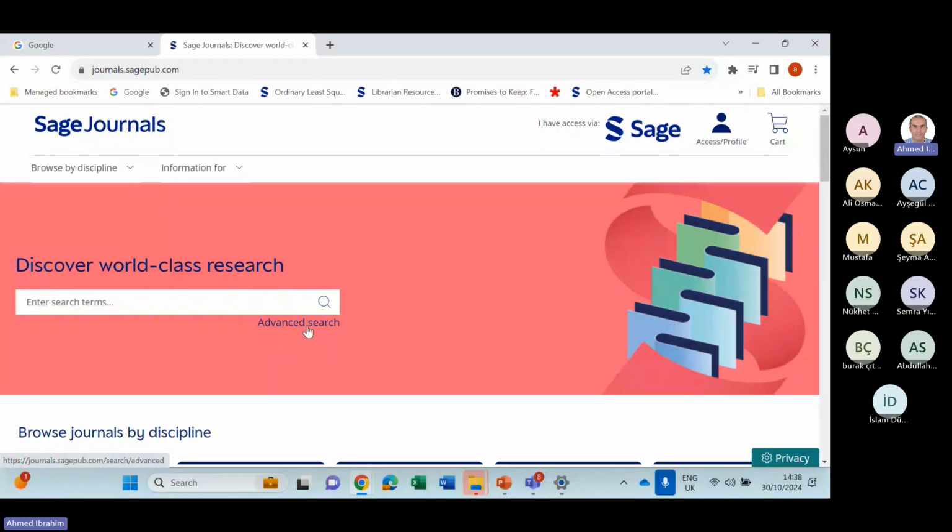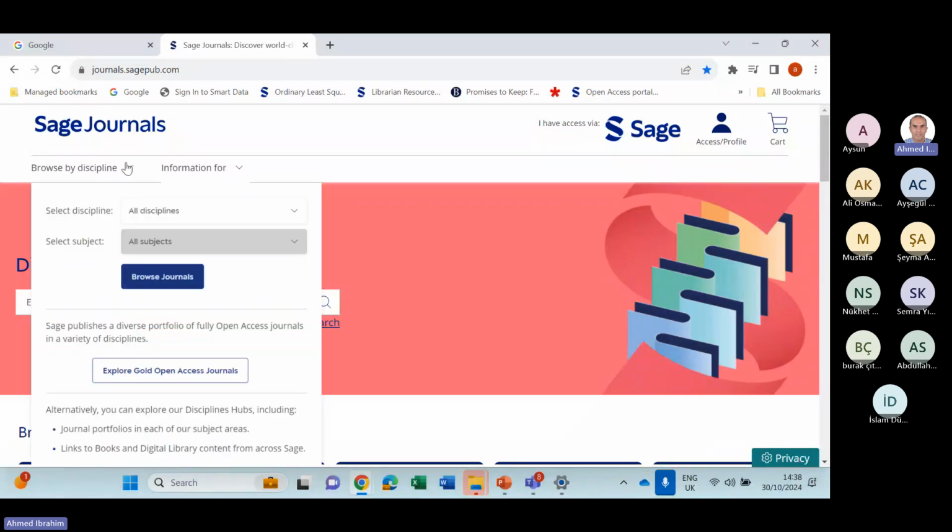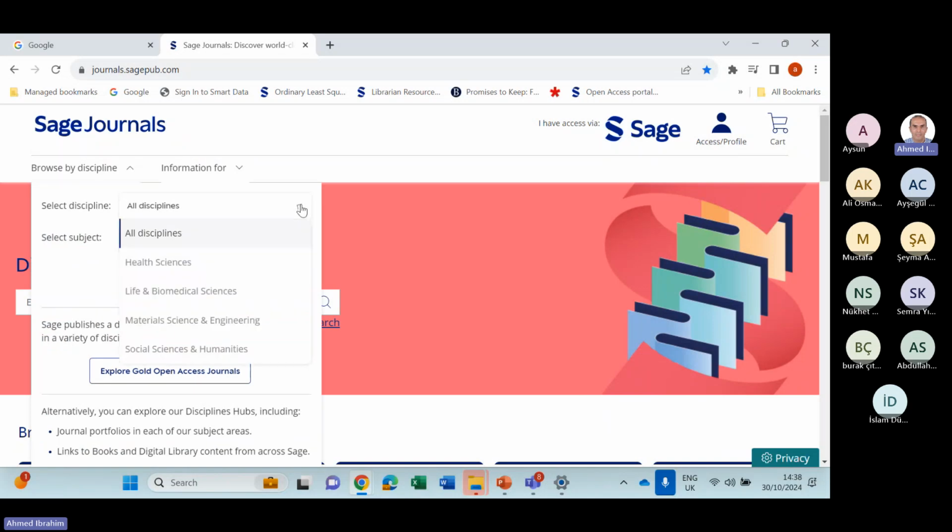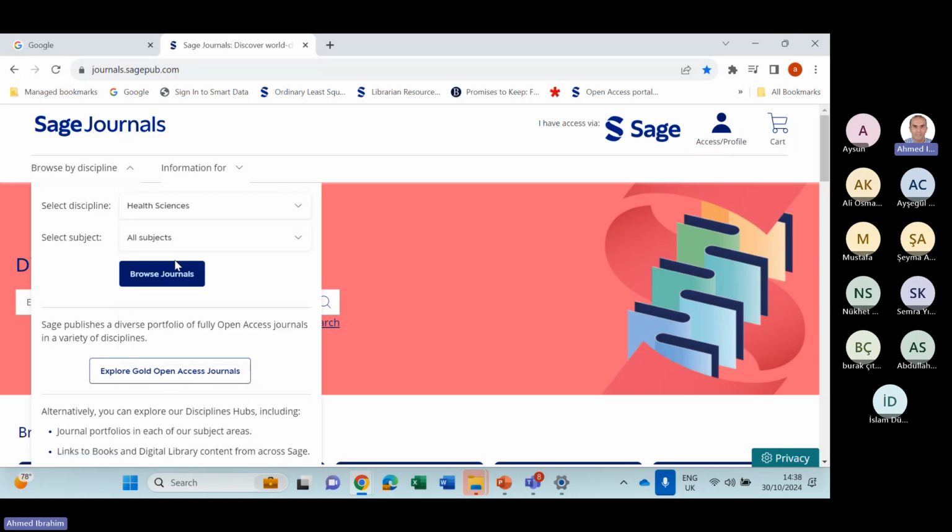And we can use advanced search. Browsing by discipline, we have 4 disciplines here. So if you are in health science, like medicine, nursing, dentistry, tropical medicine, veterinary medicine, all these disciplines lie in health science. So if you select health science, it will ask you for the subject area.